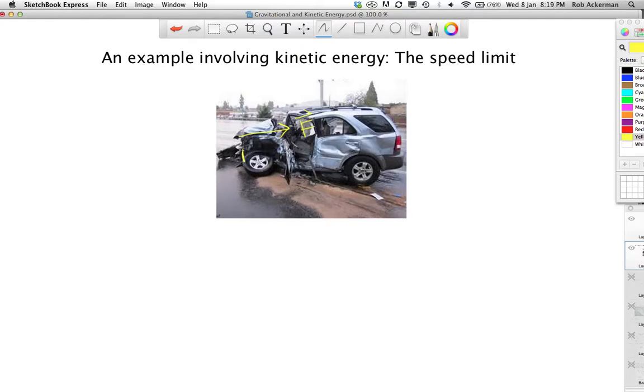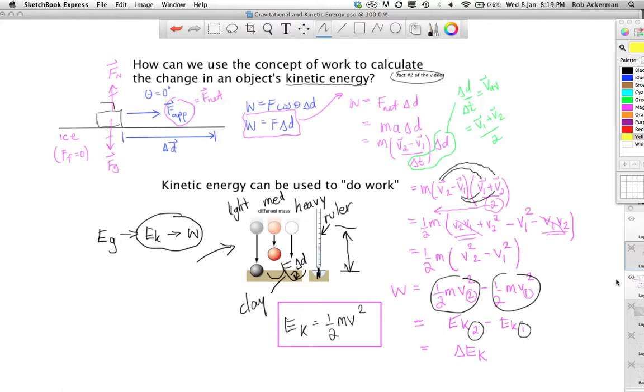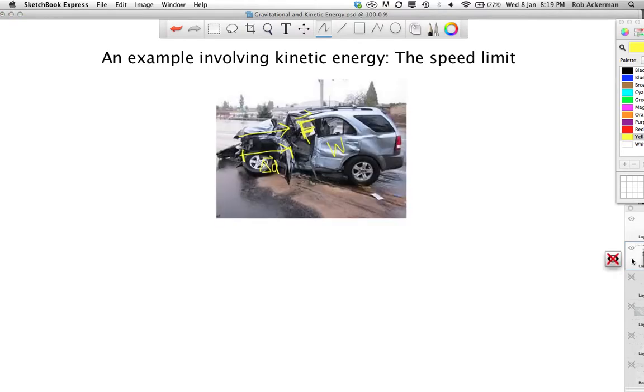In other words, it has caused a displacement to occur. There it is again, force and displacement. In other words, work was done on the body of this car. Hopefully it didn't injure the passenger too badly. Work was done. Using the idea that we just learned here, that work comes from a change in kinetic energy. Let me show you what I mean.